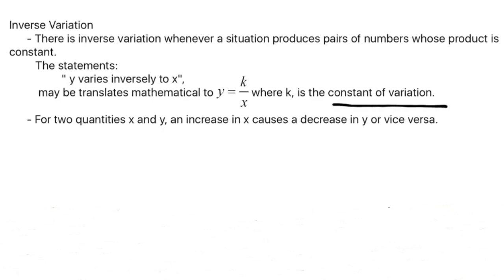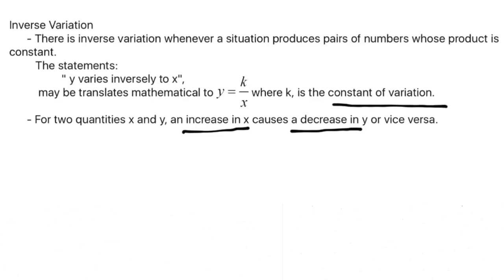the constant of variation. For two quantities x and y, an increase in x causes a decrease in y, or vice versa. Meaning, kapag nadagdagan yung value ng x, mababawasan yung value ng y. Unlike sa direct variation, na pareha silang tataas or pareha silang bababa. In inverse variation, kapag tumaas yung isa, the other one, bababa yung value. Or, kapag bumaba yung isa, the other one, tataas yung value.